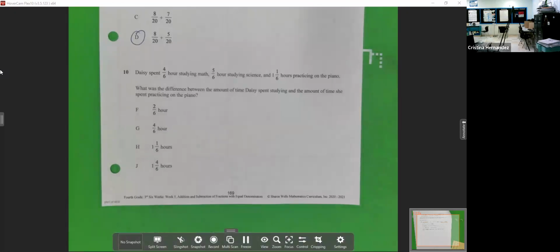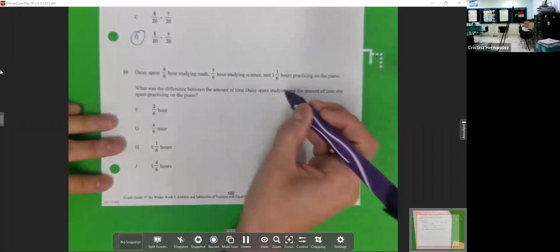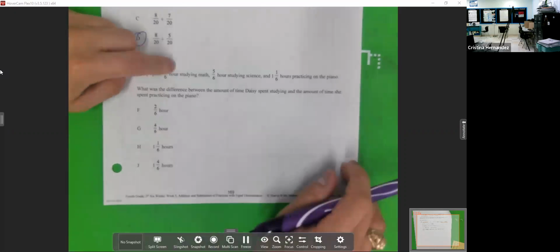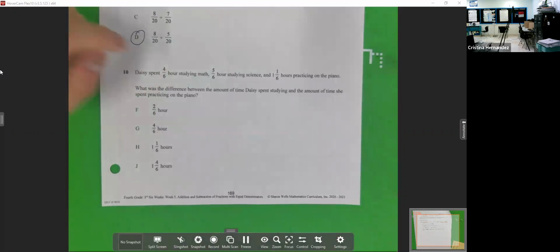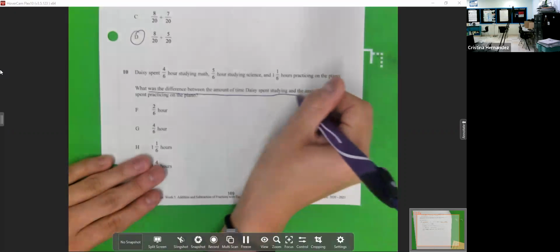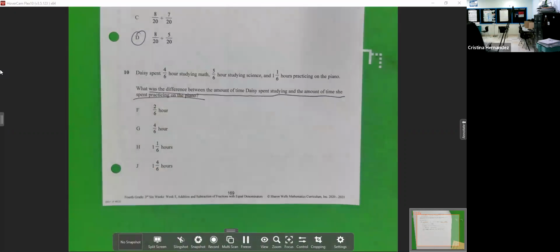Unlike I did earlier. So what was the difference between the amount of time Daisy spent? Oh, I didn't even read. Never mind. Daisy spent 4/6 hours studying math, 5/6 hours studying science, and 1 and 1/6 hours practicing the piano. What is the difference between the amount Daisy spent studying and the amount she spent practicing the piano?